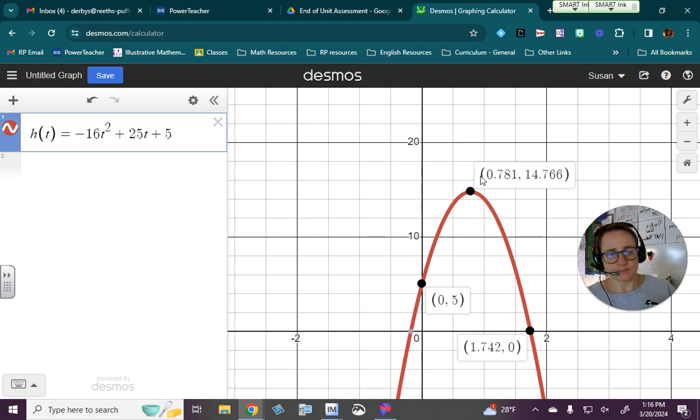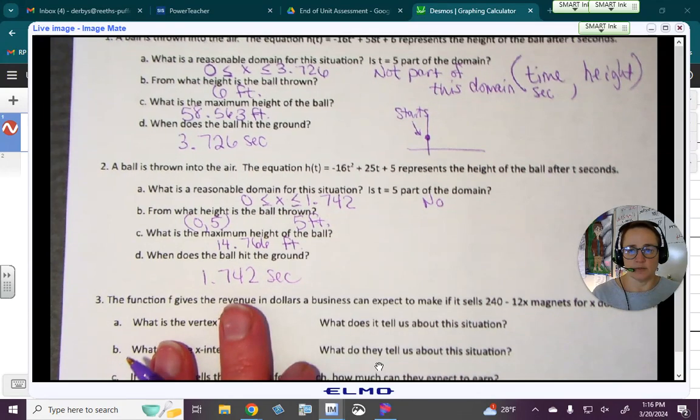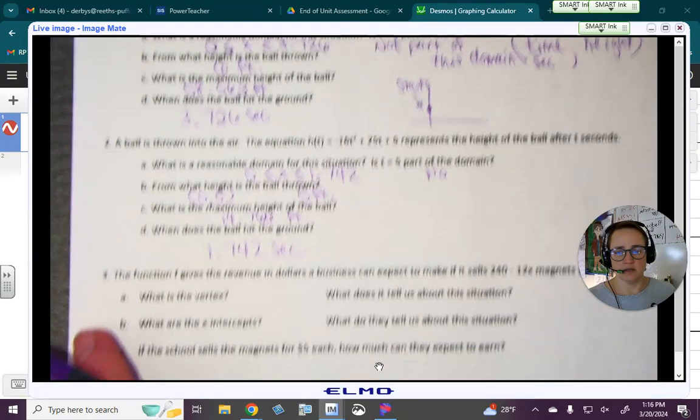and helps us interpret it. When does that ball hit the ground? Right here again, height is 0, when time is 1.742 seconds. So here are my solutions for that part. I just wrote them all down as I was doing it.